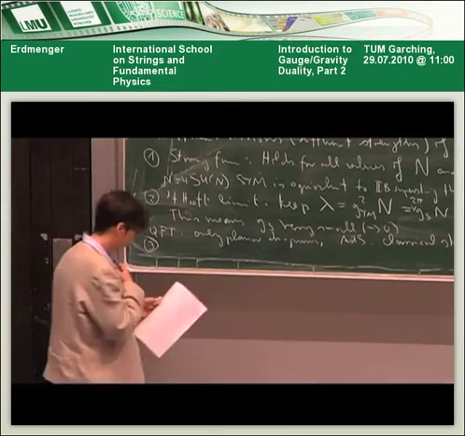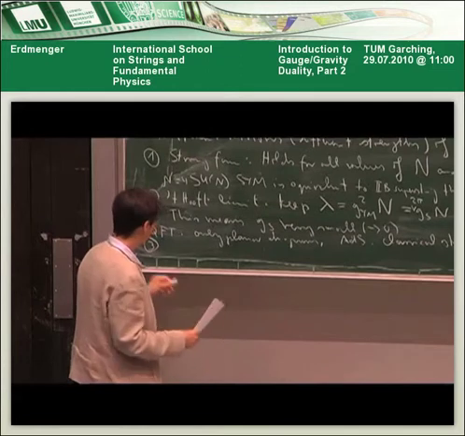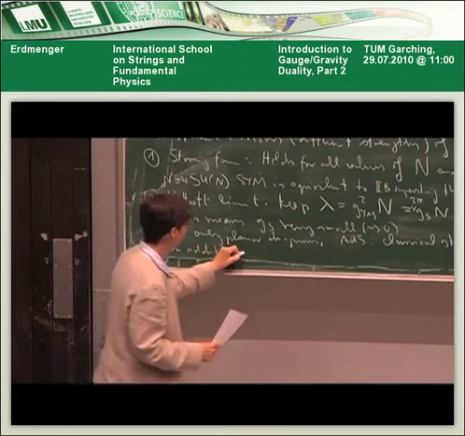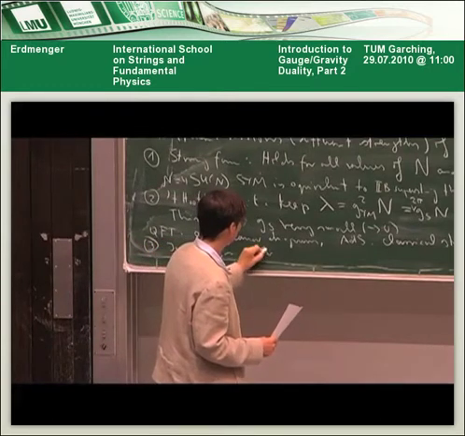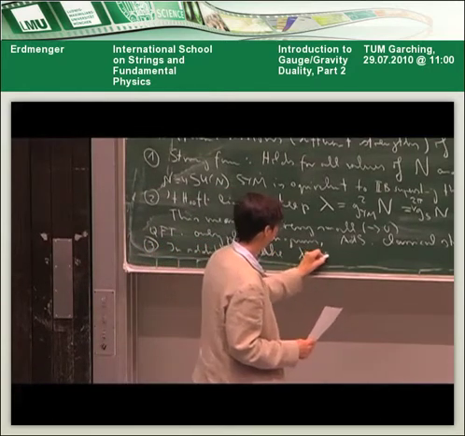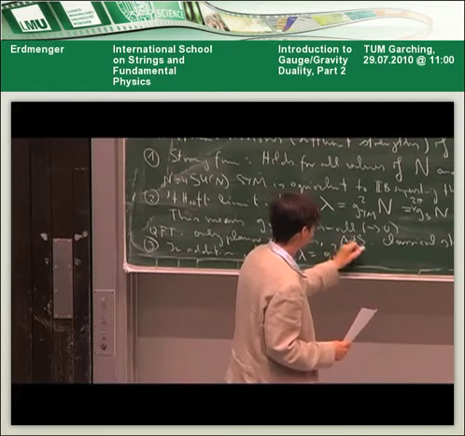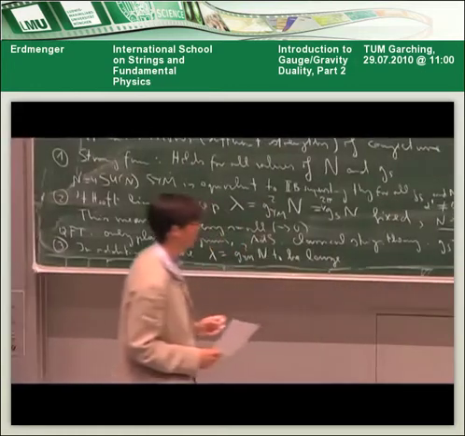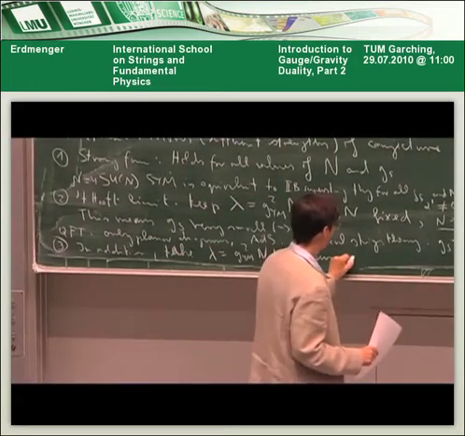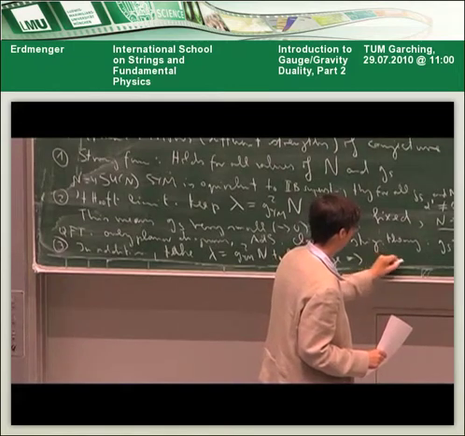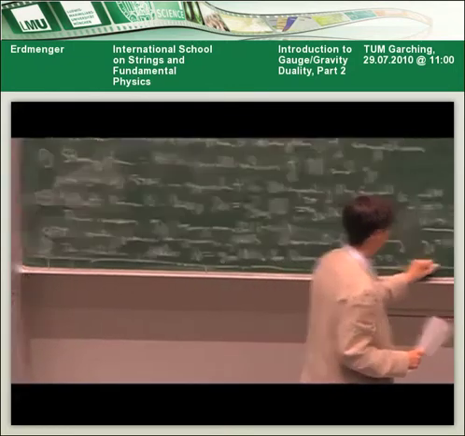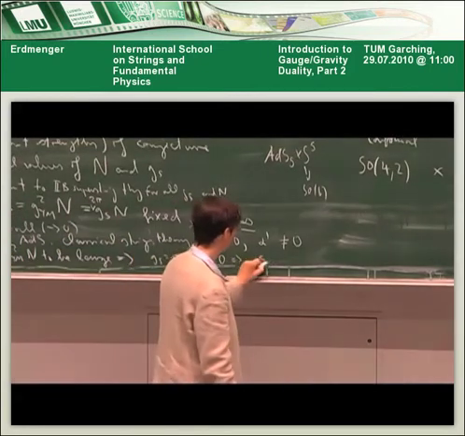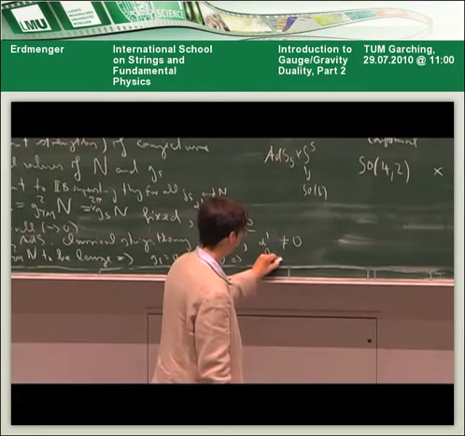And so here then what we do, in addition, is take this lambda, which is g_YM squared N, to be large. And so this means that g_s is equal to zero, and alpha prime is equal to zero. So this means the string length is zero, and we go from string theory to supergravity. So we have classical supergravity.